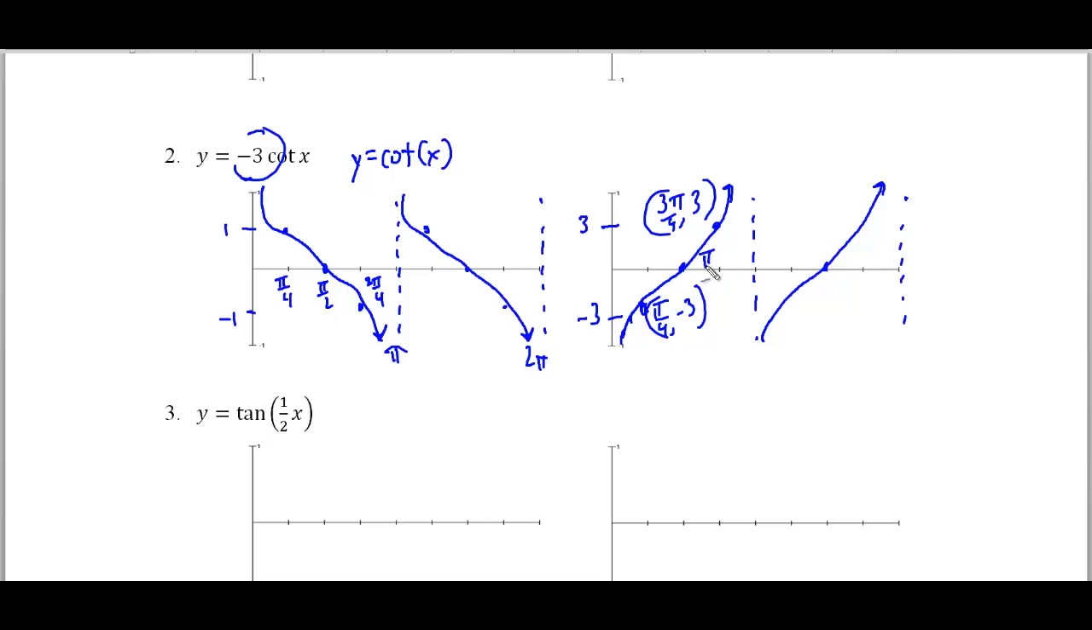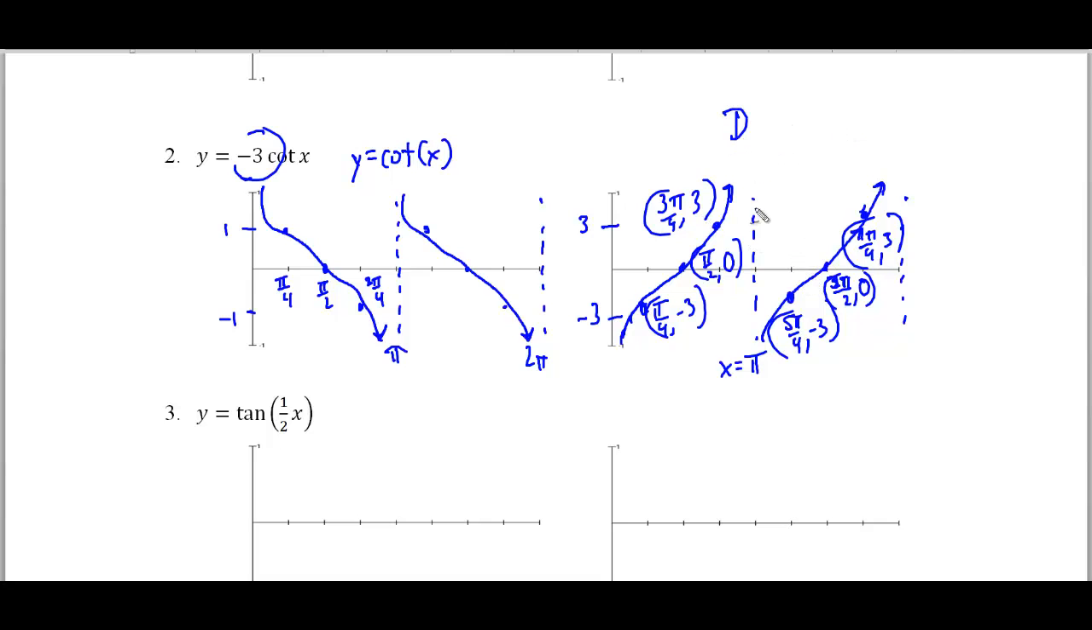This right here is going to be pi over 2 comma 0. Then let's see, if you count by fourths, this is 1 pi over 4, 2 pi over 4, 3 pi over 4, then 4 pi over 4, this is the asymptote line of x equals pi. Then we get 5 pi over 4 comma -3, 6 pi over 4 or 3 pi over 2 comma 0, and then 7 pi over 4 comma 3. Okay, so what we have there is all of our points graphed and labeled, and before I erase this, let's talk about domain and range.